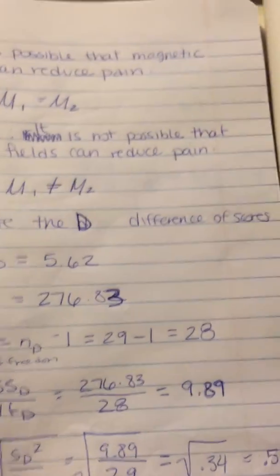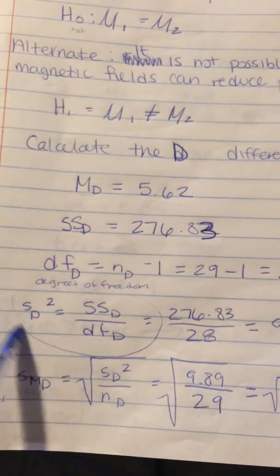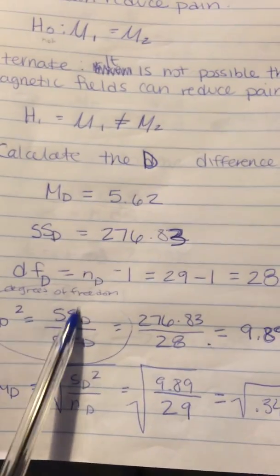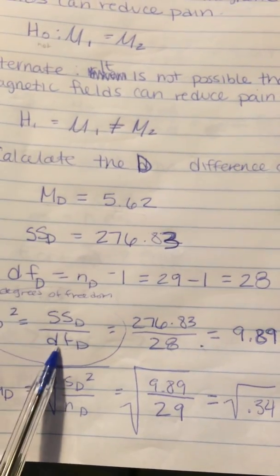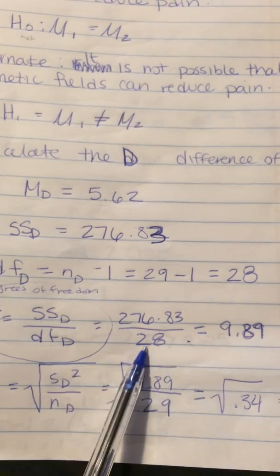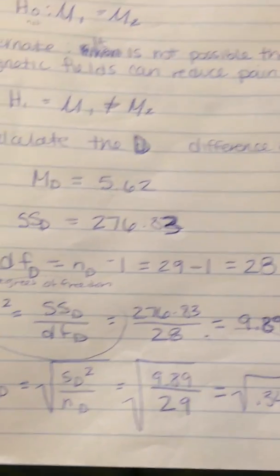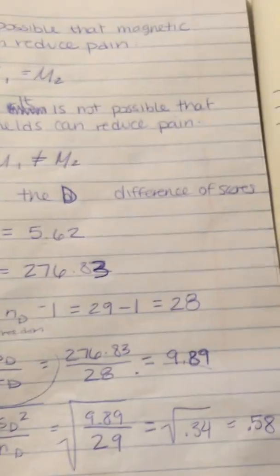Then we have to get the variance of the D score. That's the formula. We're just plugging in SD right here, the degrees of freedom of D, 28, and we get the answer of 9.89. Then we have to find the standard error of the mean scores.